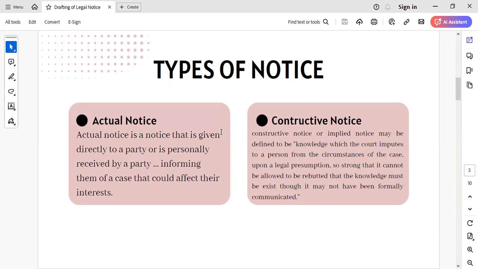Now, what is actual notice? Actual notice is a notice that is given directly to a party or is personally received by a party, informing them of a case that could affect their interest. So let us see the constructive notice, then I'll share one of the notices. What is constructive notice?